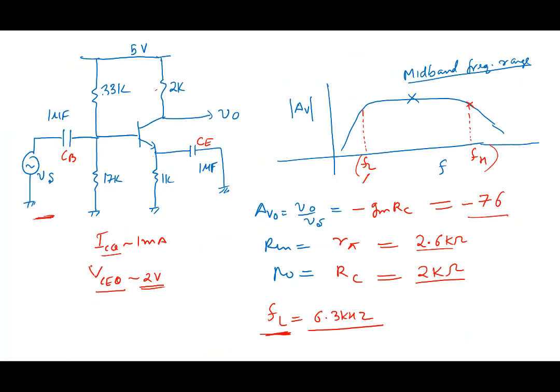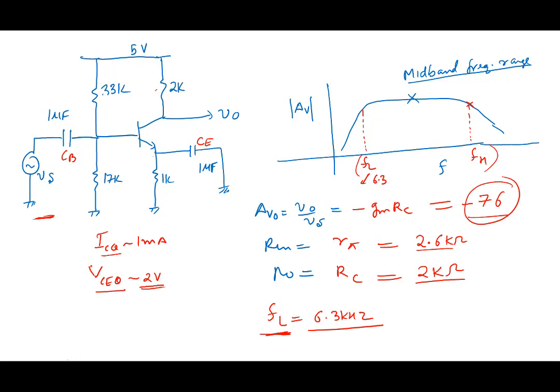We got 6.3. By considering gain equal to 100, gain is 76. Gain is not 100, gain is 76. Anyway, you can recalculate and it will be a little bit different there.